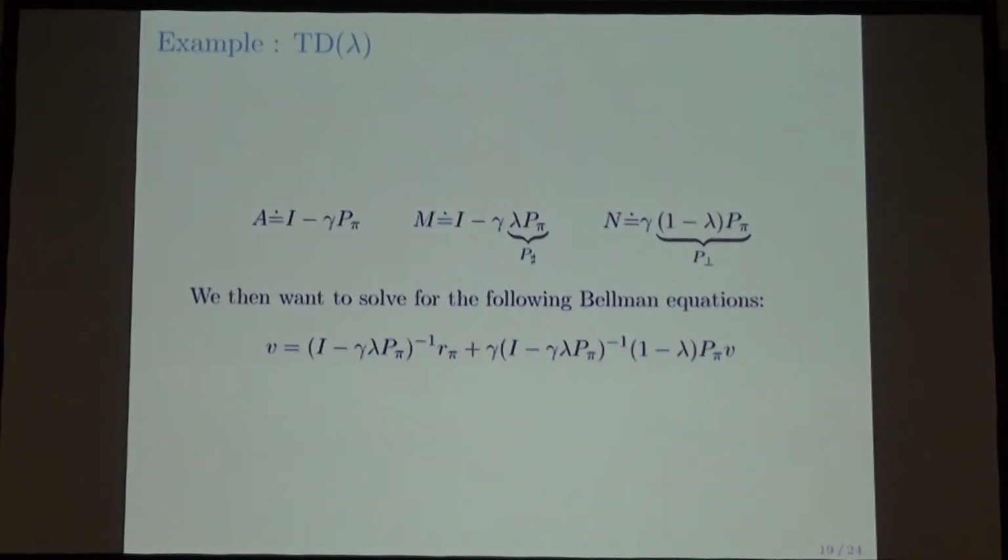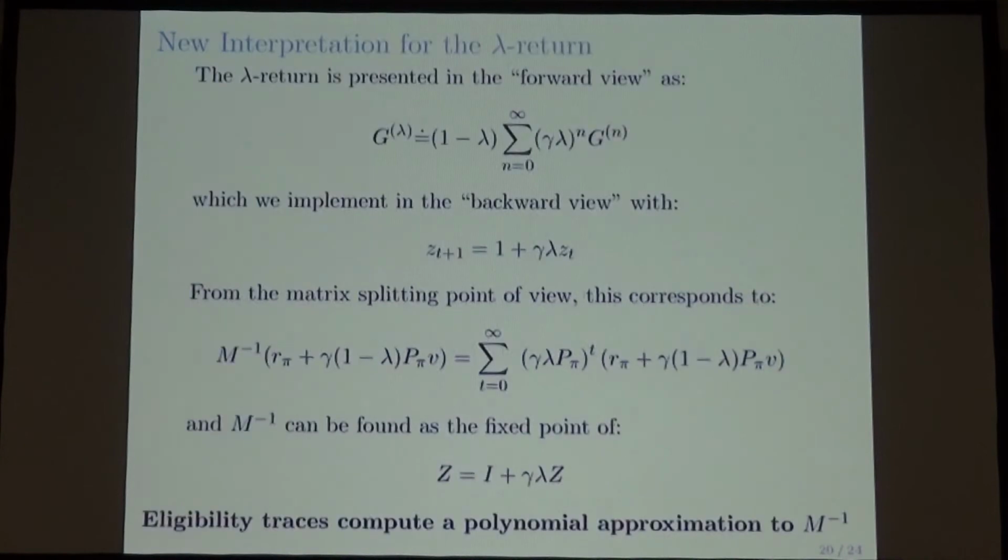Okay, so just to be clear, for example, in TD lambda, if you do the same exercise, the corresponding splitting is M equal to identity minus gamma lambda P pi. Lambda here really refers to the lambda parameter of TD lambda, which in its original form was a constant, and then N is of this form. So you plug this into our Bellman equations and you get these equations. I'll show you a bit later what it looks like when you have features, and if you're familiar with these kinds of algorithms, you will recognize the form. So what I want to say is that this new point of view gives us a new interpretation for the lambda return.